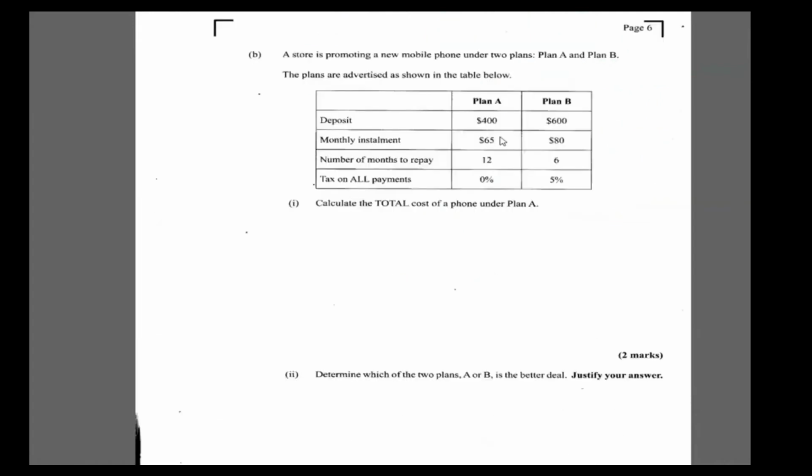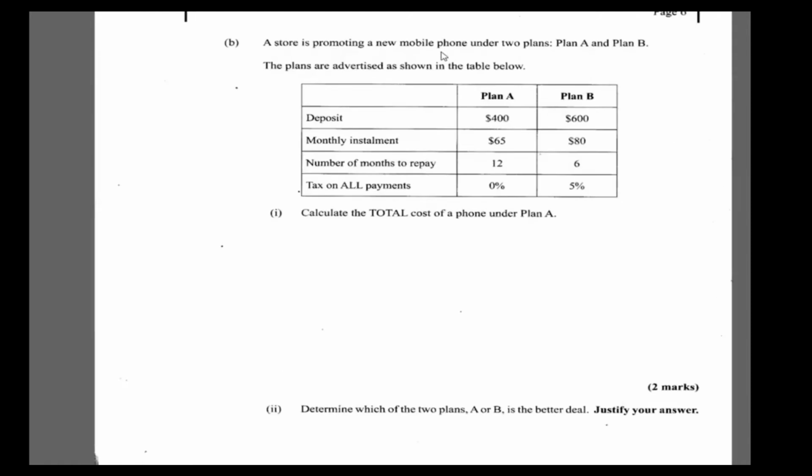Part B now. Part B says, a store is promoting a new mobile phone under two plans, Plan A and Plan B. The plans are advertised as follows. You have to first pay a deposit of $400 with Plan A or a deposit of $600 with Plan B. But you also have to pay a monthly installment of $65 per month. And then the number of months to repay is 12 for Plan A and 6 for Plan B. There's no tax on Plan A, and there is 5% tax on Plan B.